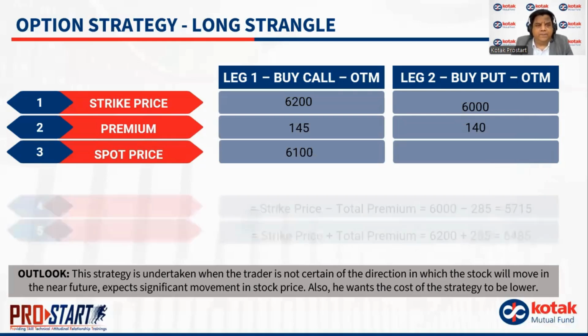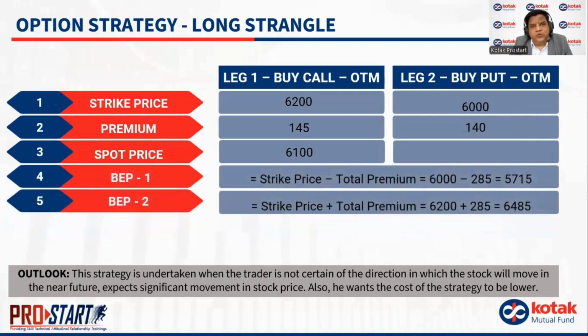6,100 rupees. This will also have two break-even points to the tune of total premiums paid on both sides of the strike price. So on one side, you will have 6,200 plus 285, taking it to 6,485. On the other side, you will have 6,000 minus 285, taking it to 5,715.